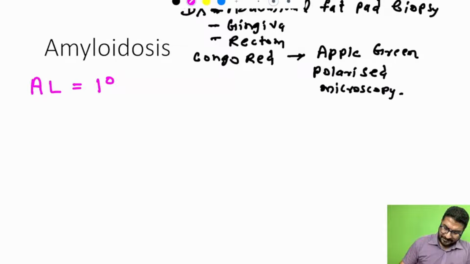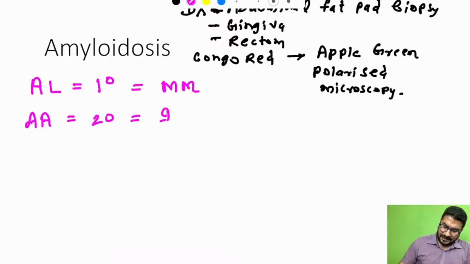AL को बोलते हैं primary amyloid. It is seen in multiple myeloma. Second type is called as AA type. We also call this secondary amyloid, and this is something which we see in chronic inflammation.